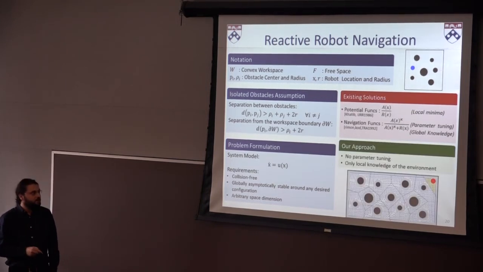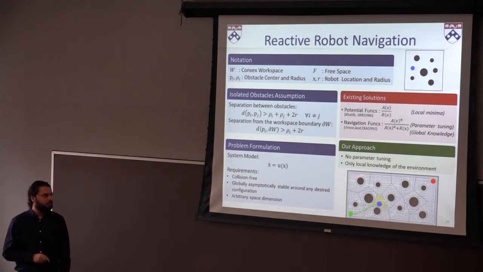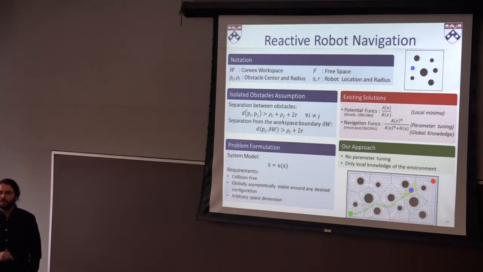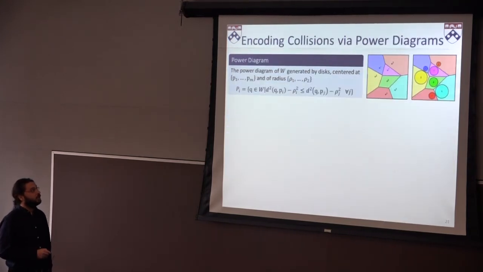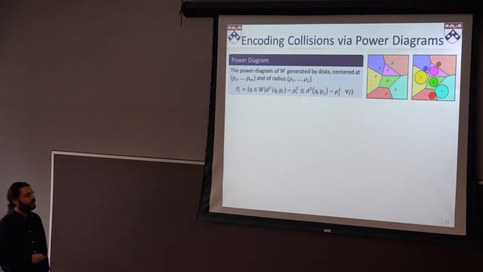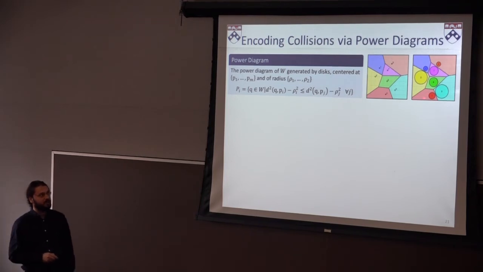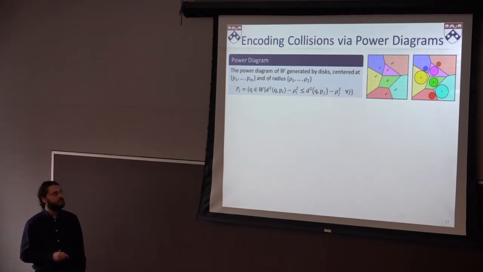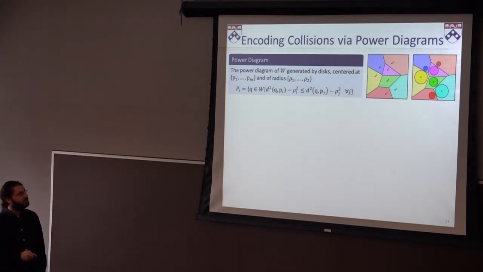So we ask, can we find an alternative solution, with no parameter tuning and only local knowledge of the environment? And the answer comes from the clustering. We will use the generalized Voronoi diagrams. Here, power diagrams are cell decompositions of the environment based on disks. So every point is assigned to the closest disk based on power distance. If you have just points, it will be the standard Voronoi diagram.